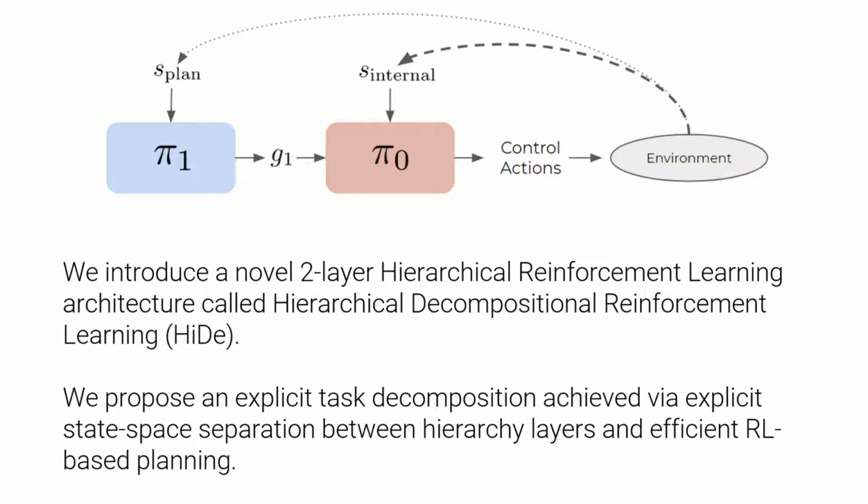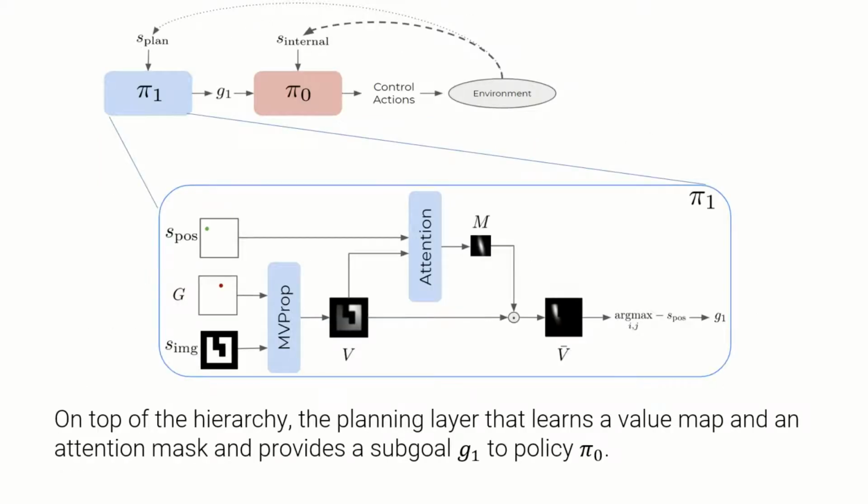We propose an explicit task decomposition achieved by decoupling the state action space of each layer in the hierarchy. The layers have access to different types of task-relevant information and have separate state spaces. In the planning layer, we propose the integration of an efficient RL-based planner. It receives the global state of the environment, such as the top-down view, and produces subgoals that are more reachable for the control layer. More specifically, it learns a value map of the environment and uses an attention mask to find subgoals in the agent's reachable range.